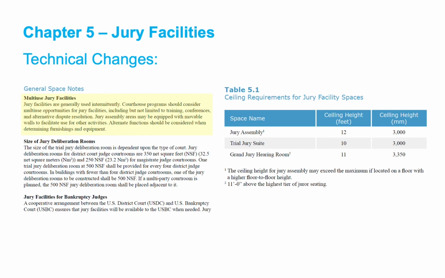This optional location for the suite encourages the multi-use of the jury assembly area and better supports other public gathering requirements. Table 5.1 was updated and the ceiling height maximums were raised from 10 feet to 12 feet for the jury assembly suite. Additional language from the 1997 Design Guide was added to allow the ceiling height to be raised when the suite is located on a floor with a higher floor-to-floor height.